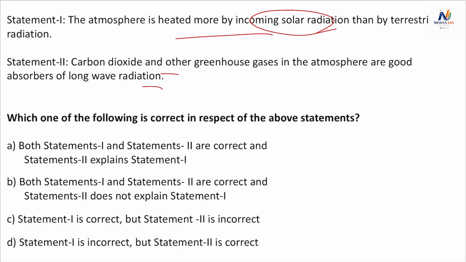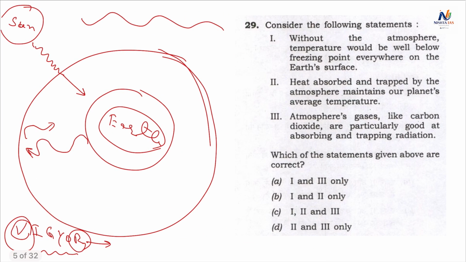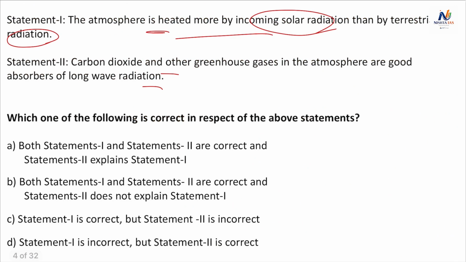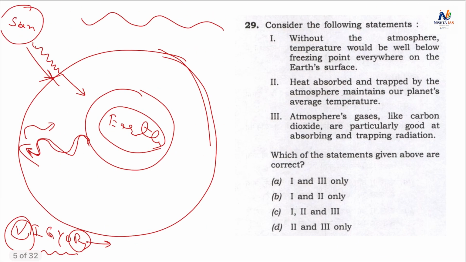So here we can see that the atmosphere is heated more by terrestrial radiation than by incoming solar radiation. The statement says the atmosphere is heated by the incoming solar radiation, which is false. It is more heated by the terrestrial radiation, which is trapped, and not by the incoming solar radiation. And carbon dioxide and other greenhouse gases in the atmosphere are good absorbers of long wave radiation. Yes friends, to some extent the whole atmosphere traps and absorbs the long wave radiation. Hence carbon dioxide and others are good absorbers of long wave radiation.